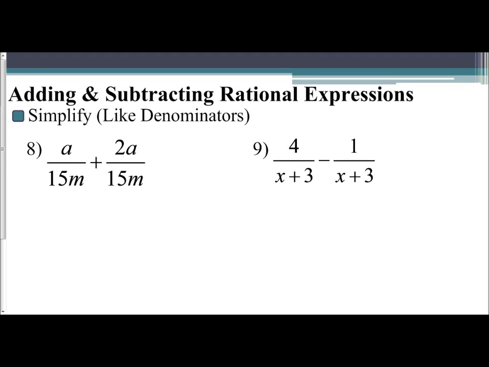In this video of the series on adding and subtracting rational expressions, we are going to take it easy and look at how to add and subtract rational expressions with common denominators, with like denominators already. So this should be quick and easy.